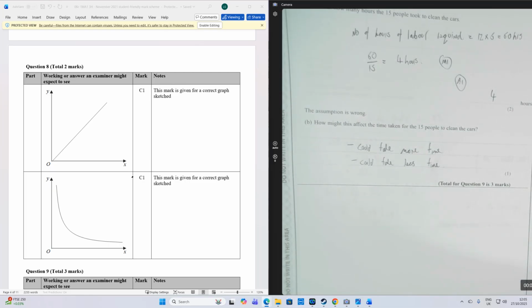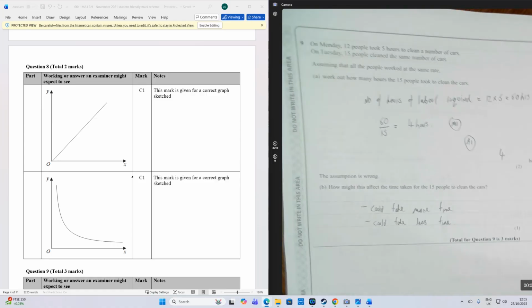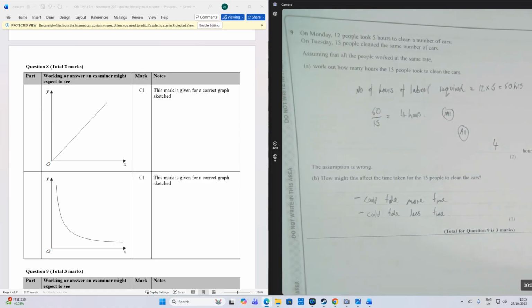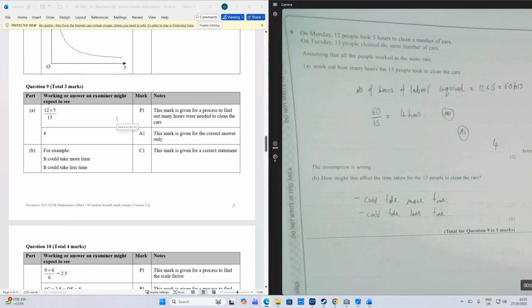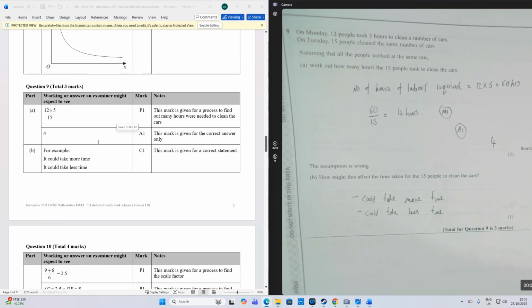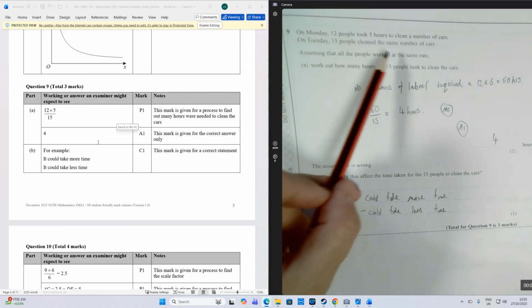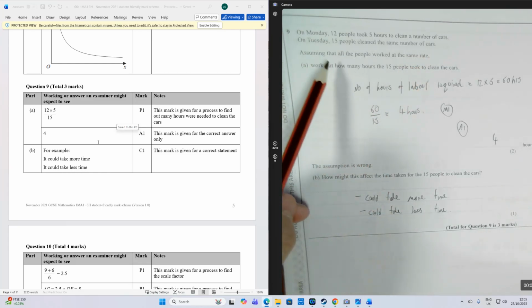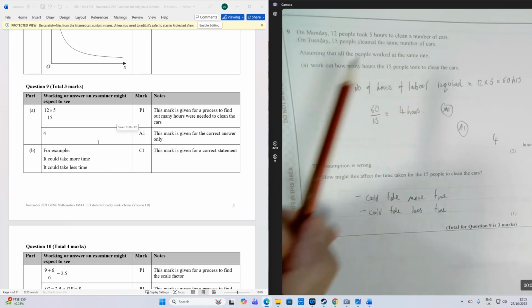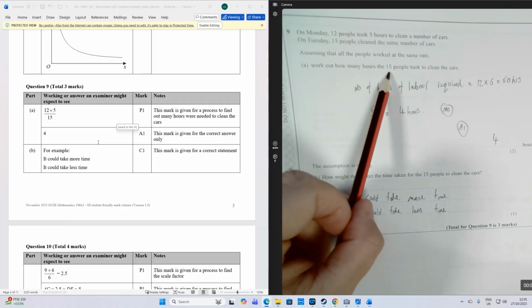Question 9 then. Okay, this is an inverse proportion question. It says that on Monday, a classic kind of question, on Monday, 12 people took 5 hours to clean a certain number of cars. On Tuesday, 15 people cleaned the same number of cars. Assuming that all of the people worked at the same rate, work out how many hours 15 people took to clean the cars.